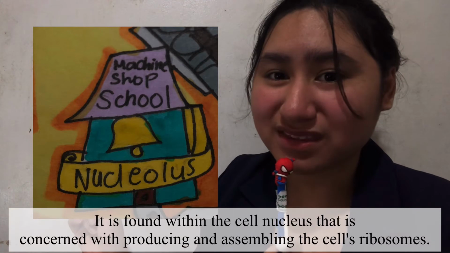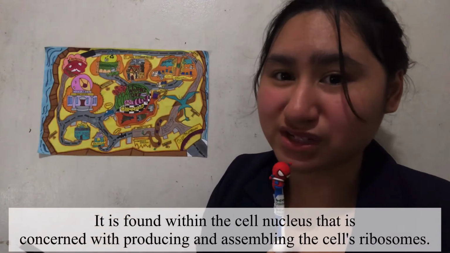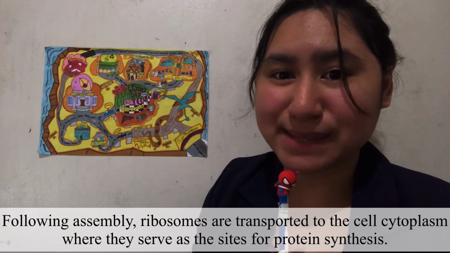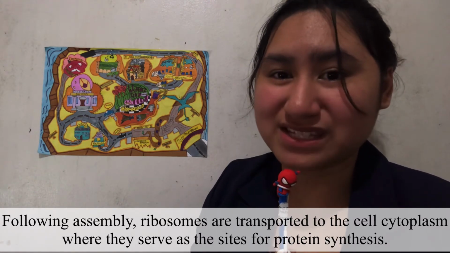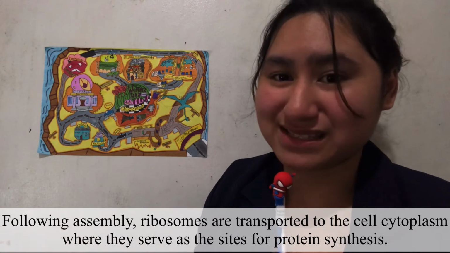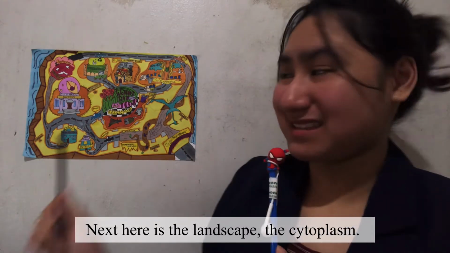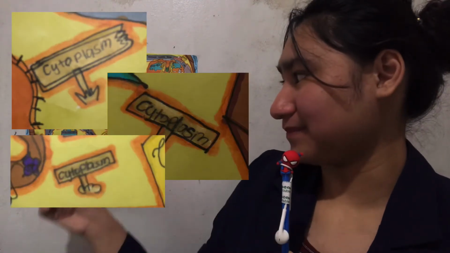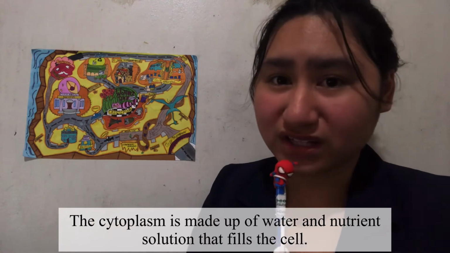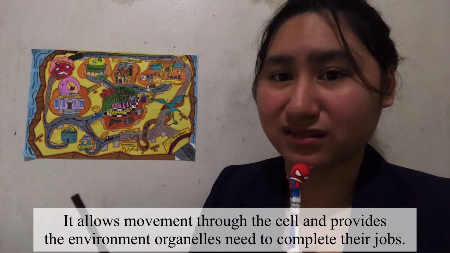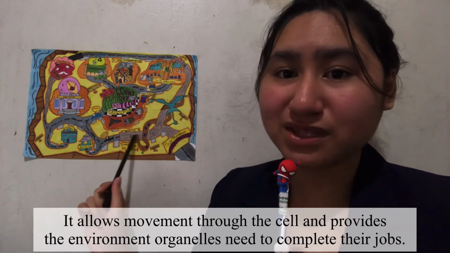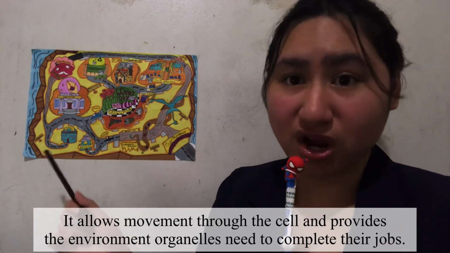It is found within the cell nucleus and is concerned with producing and assembling the cell's ribosomes. Following assembly, ribosomes are transported to the cell's cytoplasm, where they serve as the sites for protein synthesis. Next, here is the landscape. The cytoplasm, the color green, is a water and nutrient solution that fills the cell, and it allows movement through the cell and provides the environment organelles need to complete their jobs.